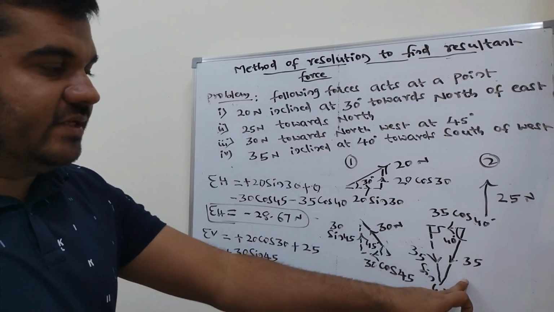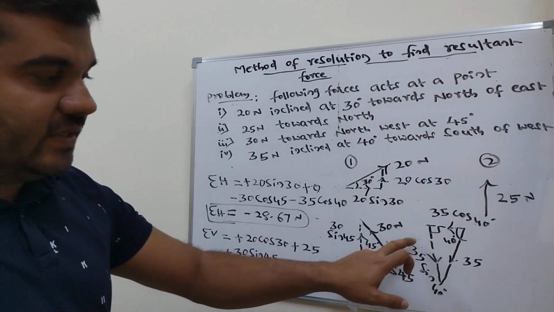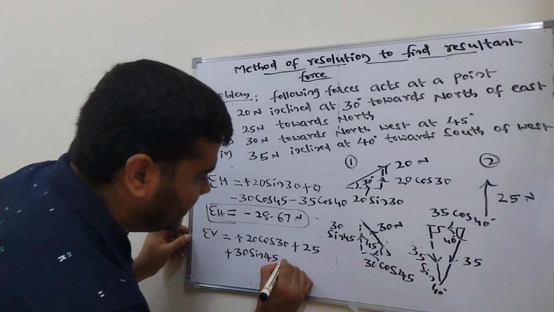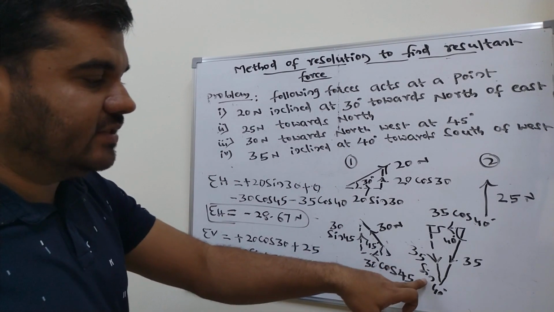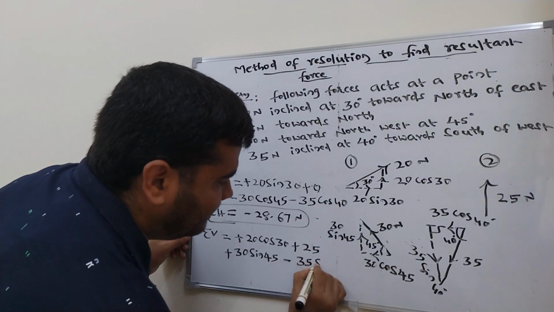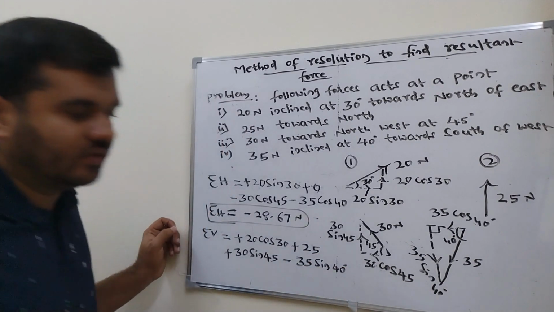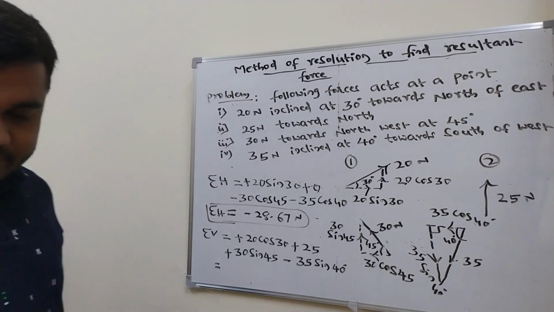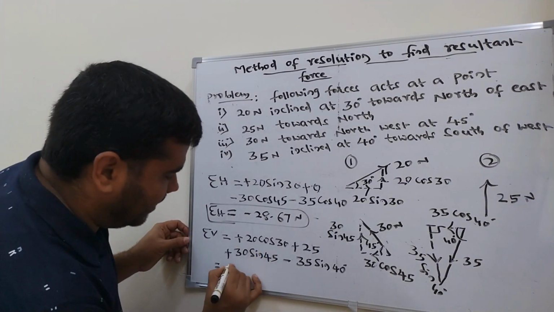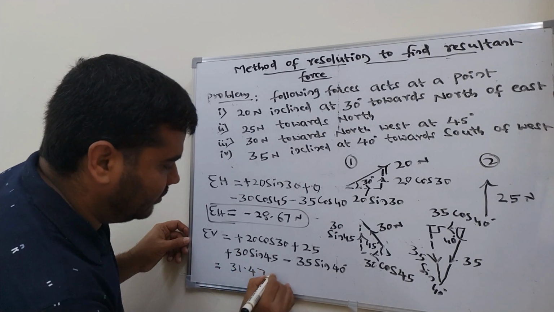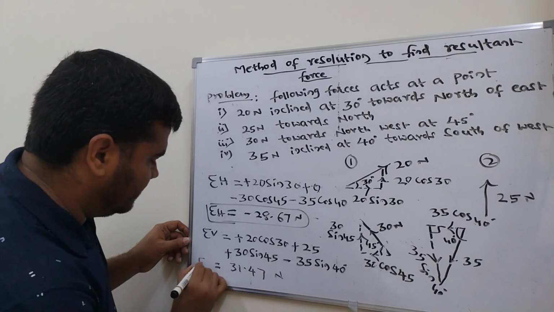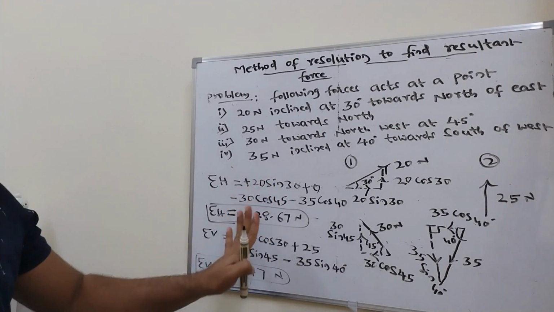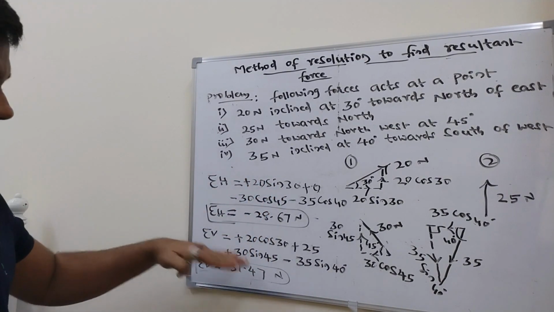Now go to the fourth component. Where is the vertical component here? This one is the vertical component. It is negative. It is downward. So I will write here minus 35 sine 40. Okay. If you calculate all these, the total vertical component is plus 31.47 Newton. Did you get the point? How to find out the total summation of H, total summation of V.